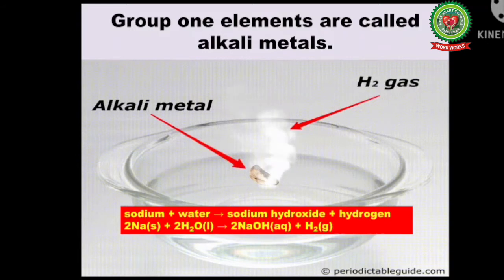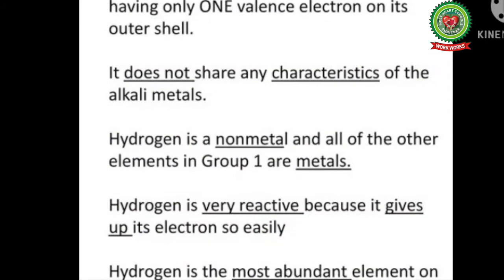Now a very important point I want to mention here is, we know that hydrogen is a part of group 1. It is placed in group 1, but it is not considered an alkali metal because it does not exhibit the same properties which are exhibited by the other metals present in group 1. And as we know, hydrogen is a gas, it is not a metal. And just because of the similar valence shell electronic configuration, hydrogen is placed in group 1.